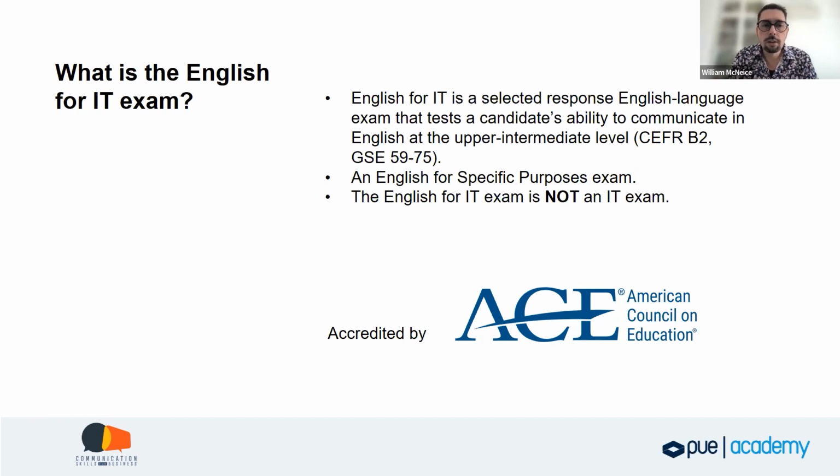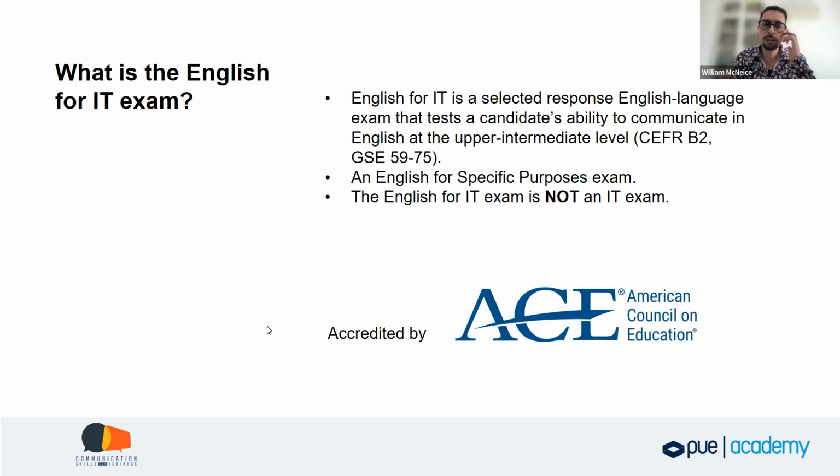So first of all, what is the English for IT exam? Well, English for IT is a selected response English language exam that tests a candidate's ability to communicate in English at the upper intermediate level. So if you are familiar with the Common European Framework reference, which is the most popular reference in Europe, that goes from beginner A1 up to C2, which is the advanced level. So A1, A2, B1, B2, C1, C2. So we are in the upper intermediate level B2.